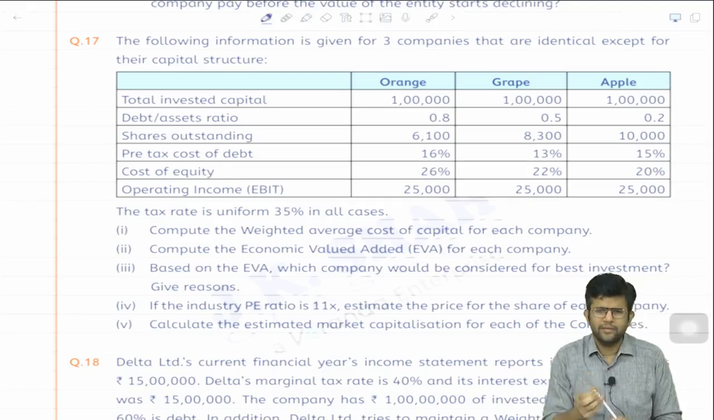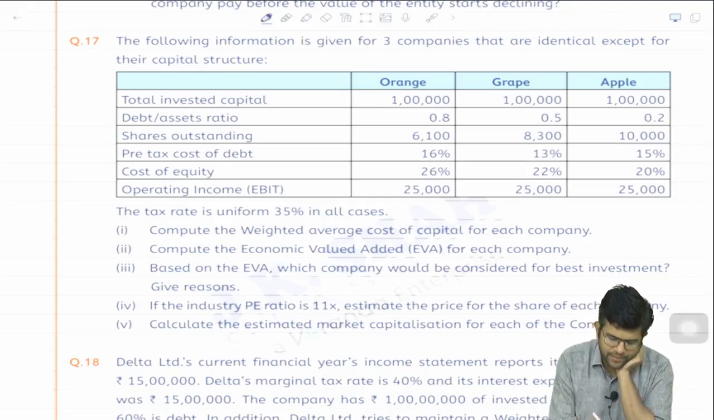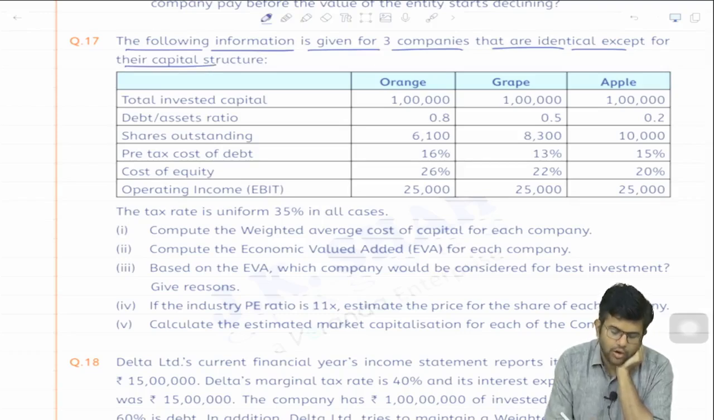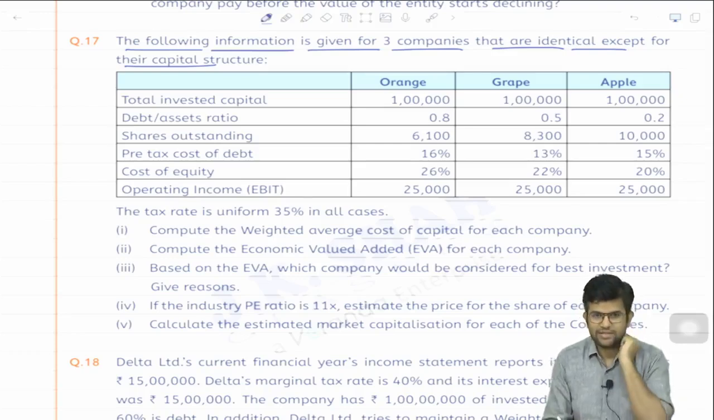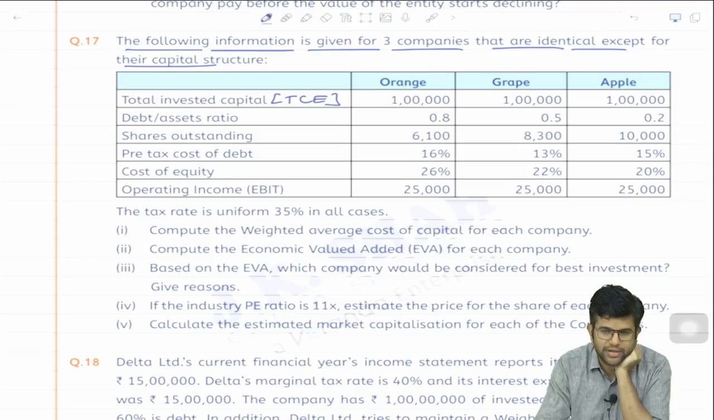Ready? A very manageable question, nothing great. See what they are saying. The following information is given for 3 companies that are identical except for capital structure. Orange, grape and apple. Wow, 3 companies are there. Anyways, orange, grape and apple. Now, first they are saying total invested capital. Can I say total invested capital means TCE. Everybody clear? Total capital employed.